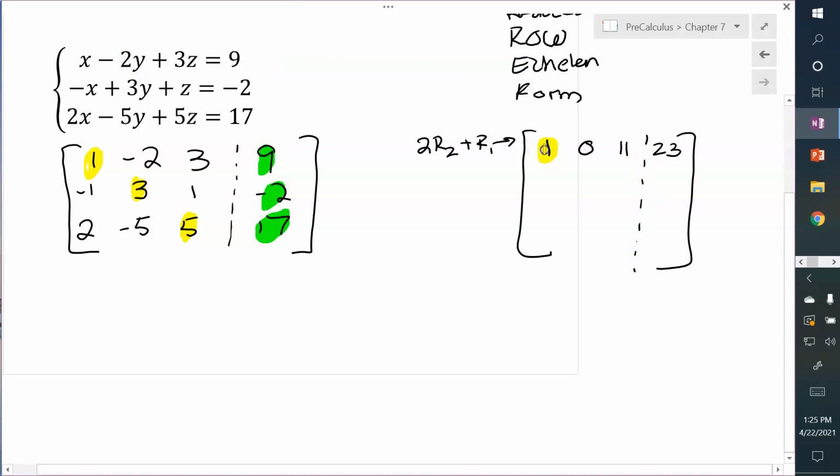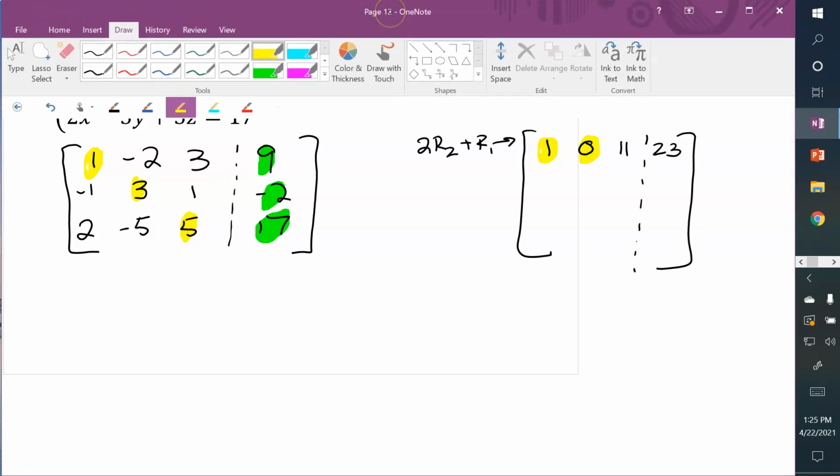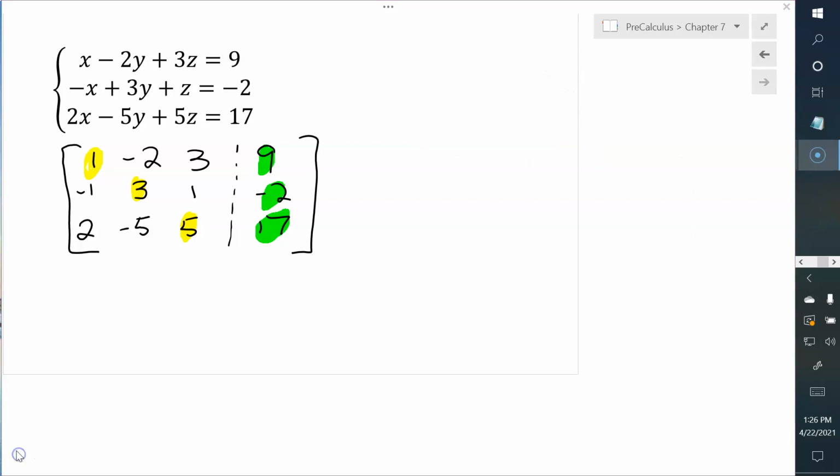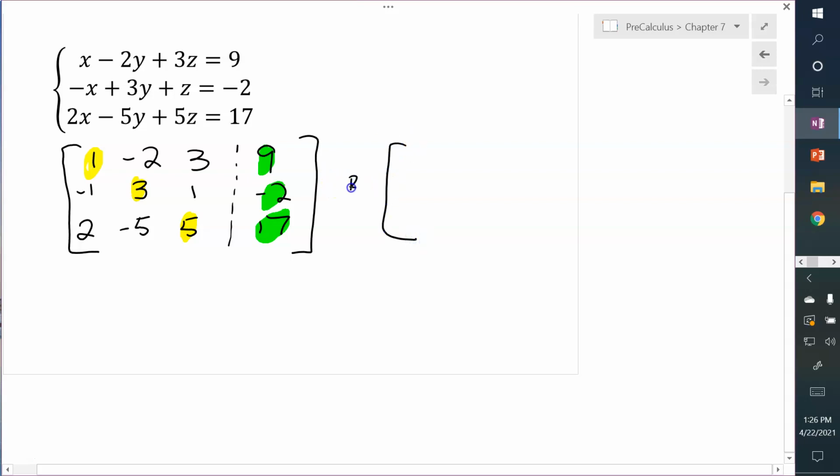So far, this is good. Let's just do this one first. Okay, so next thing I'm going to do is, because row 1 and row 2 both have a -1 in front, I'm just going to make a new row 2, which is going to be row 1 plus row 2.